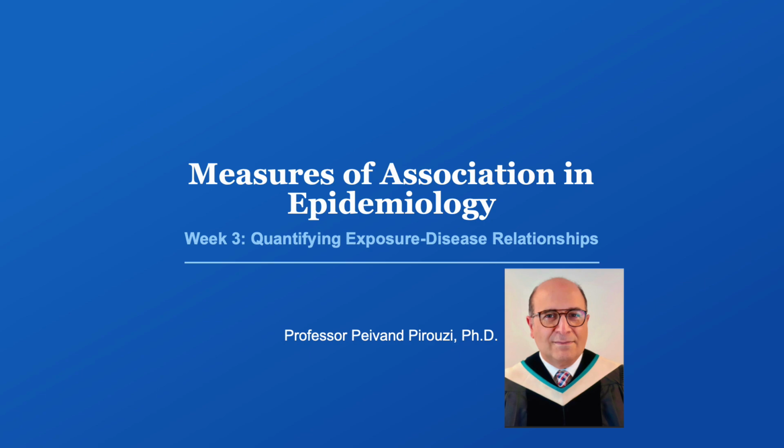Welcome to Week 3. Last week we learned how to measure disease frequency: incidence, prevalence, mortality. This week, we're taking the next step, measuring associations between exposures and outcomes. This is where epidemiology gets powerful.